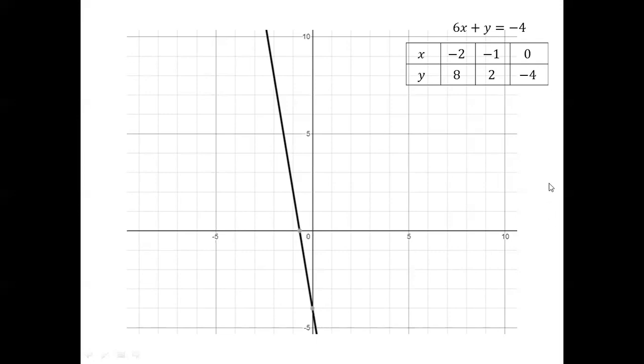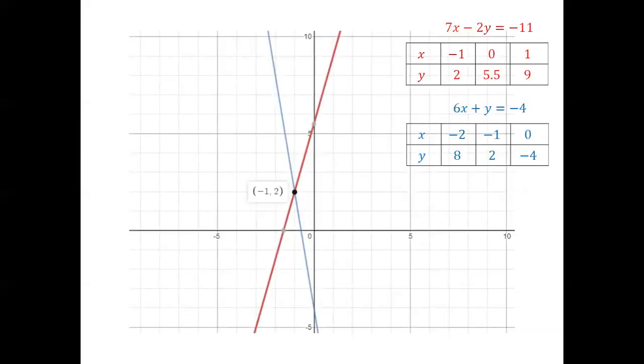Next, let's combine these two graphs in one x and y axis, or one Cartesian plane. We now have the following. Notice that the graphs intersect at the point negative 1, 2, which means the solution to this system of linear equations will be x is equal to negative 1 and y is equal to positive 2.